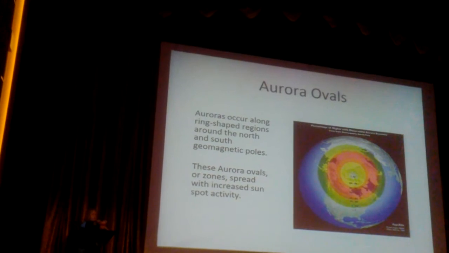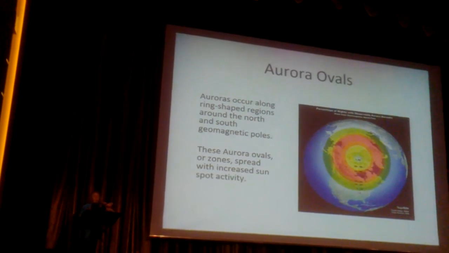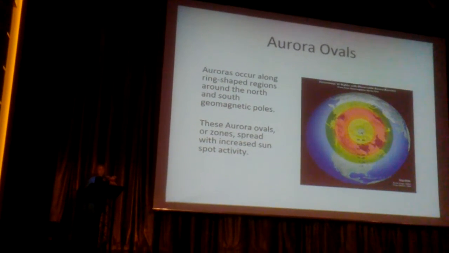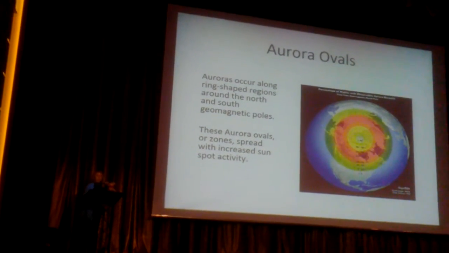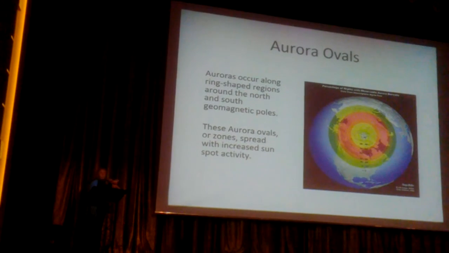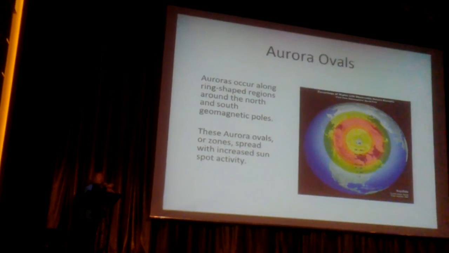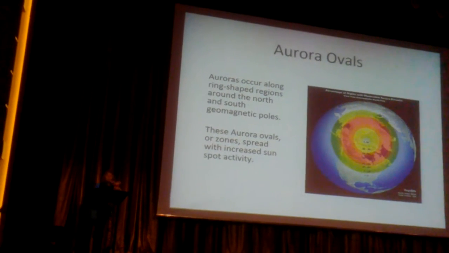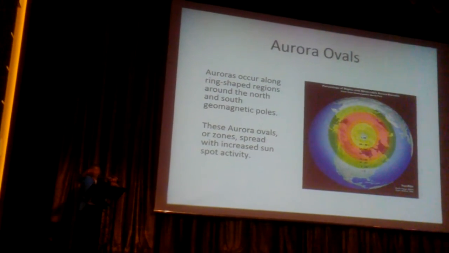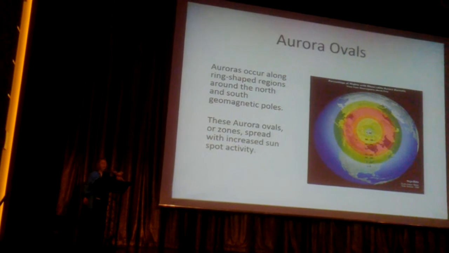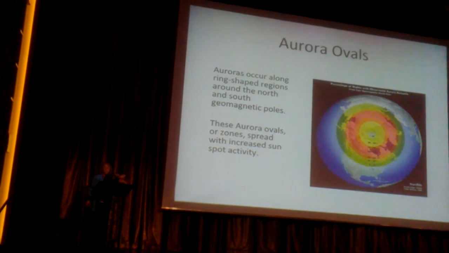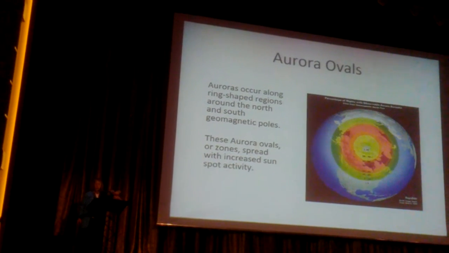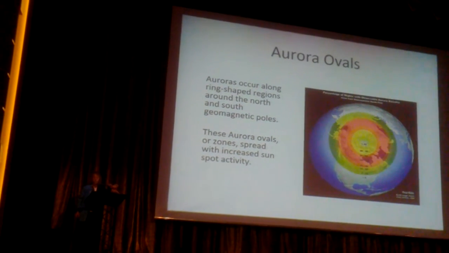So auroras occur along ring-shaped regions around the north and south poles, the geomagnetic poles. These are called auroral ovals or zones, and they spread out when there's more sunspot activity, and they grow and contract, these auroral ovals, hourly and by the minute. Auroras are more frequent and spectacular during solar storms.